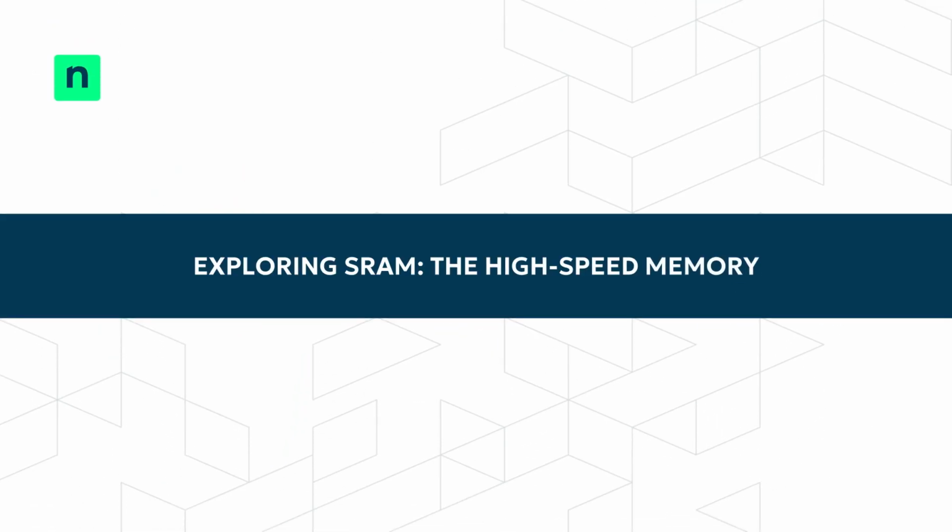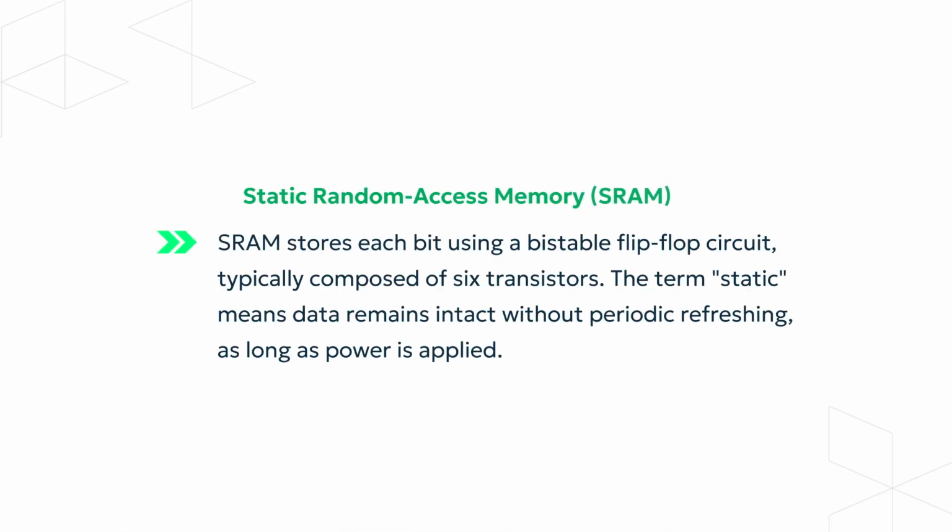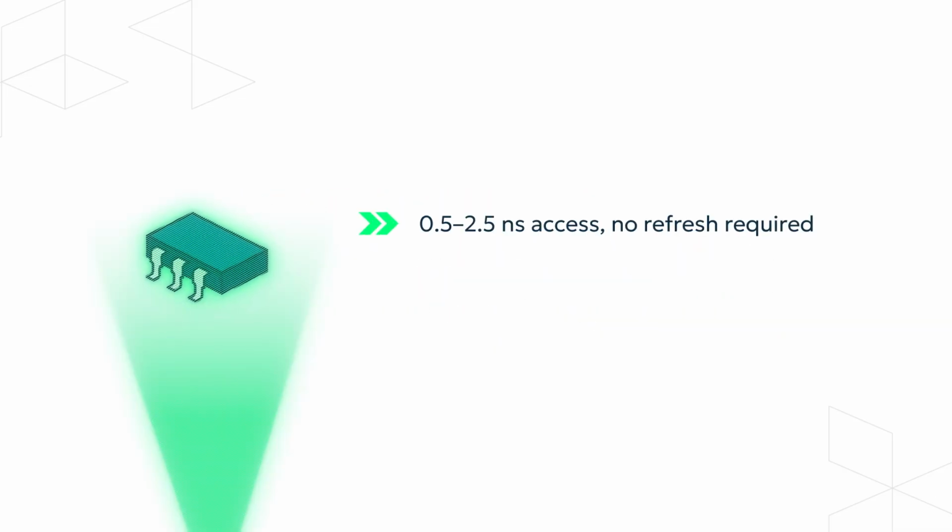Exploring SRAM, the high-speed memory. Now let's explore SRAM, or Static Random Access Memory, a fundamentally different approach. SRAM stores each bit using a bistable flip-flop circuit typically composed of 6 transistors. The term static means data remains intact without periodic refreshing as long as power is applied. This design results in significantly faster access times, generally 0.5 to 2.5 nanoseconds, with no refresh required.